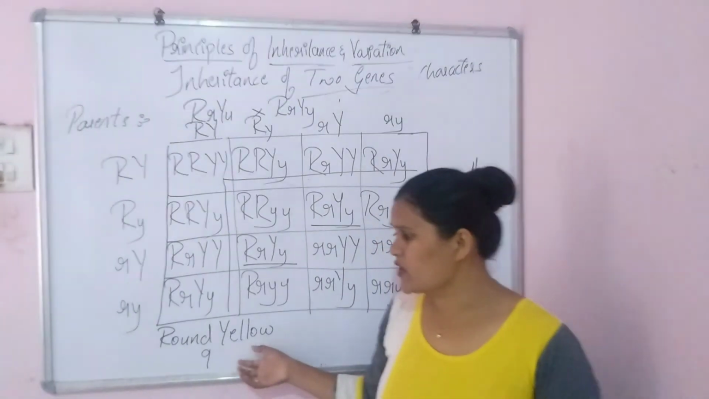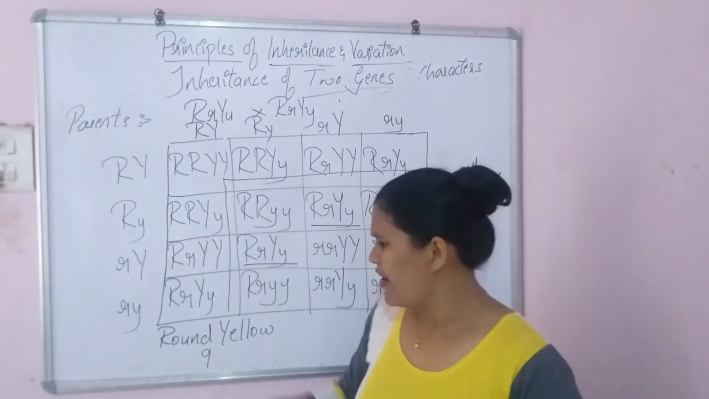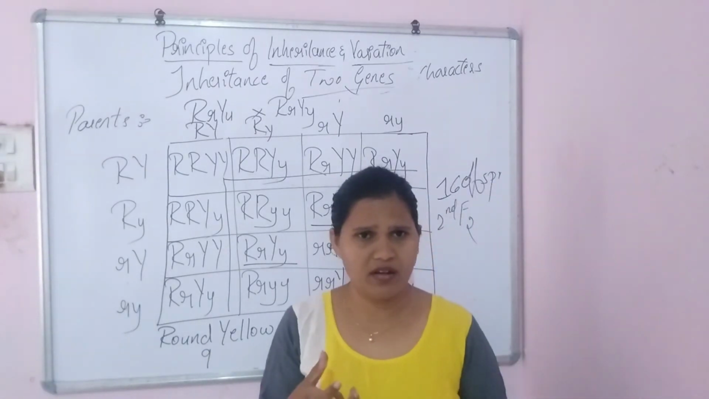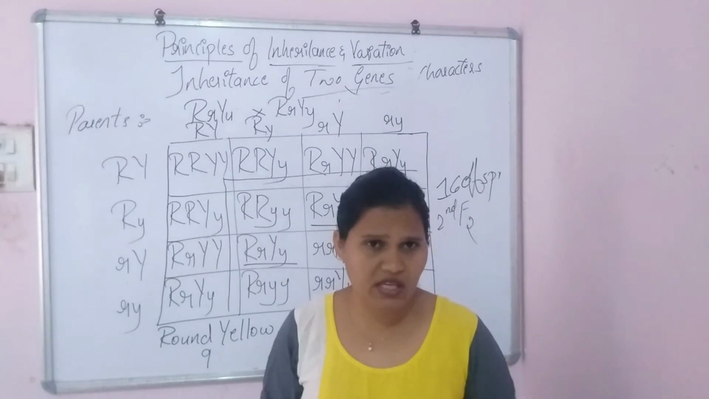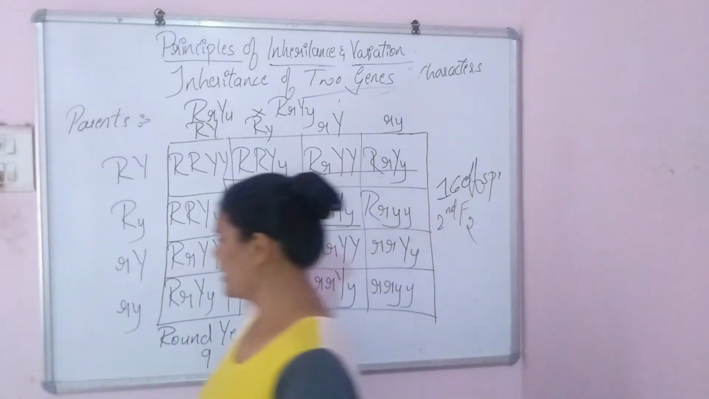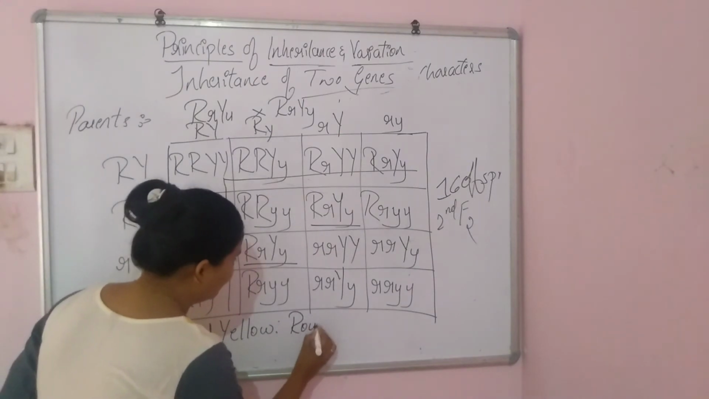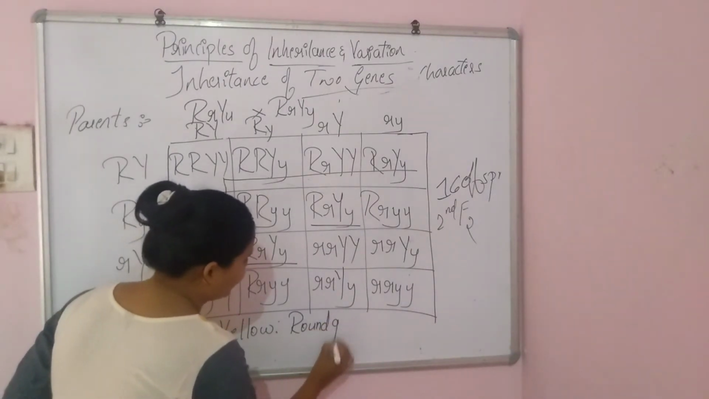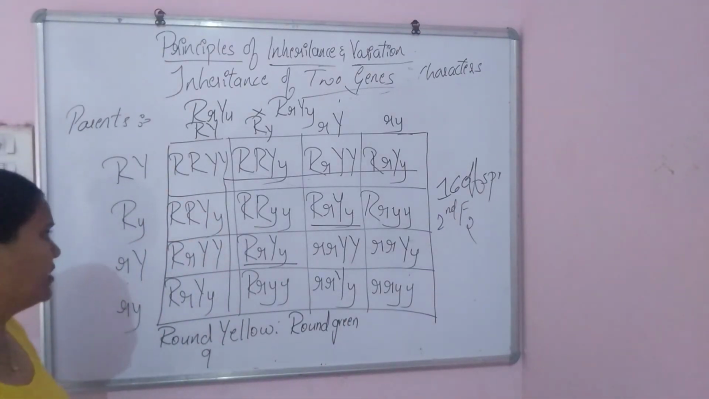They are round yellow because there is a presence of capital R and capital Y. R means it is dominant, that is round. Y is the yellow, which is also the dominant color of the seed. Got it? Okay, now let's go on with the round green. So how many are round green here?